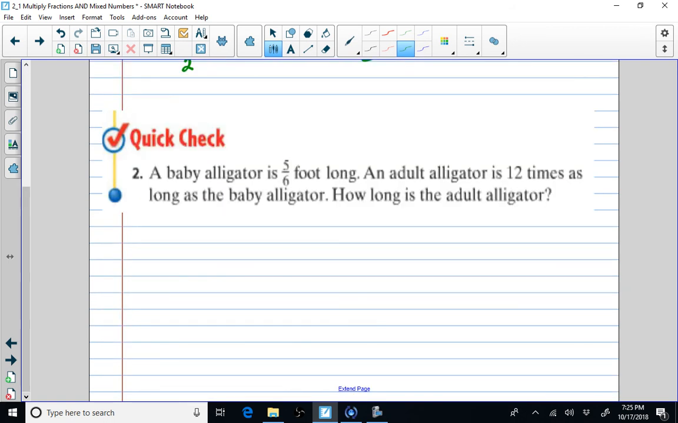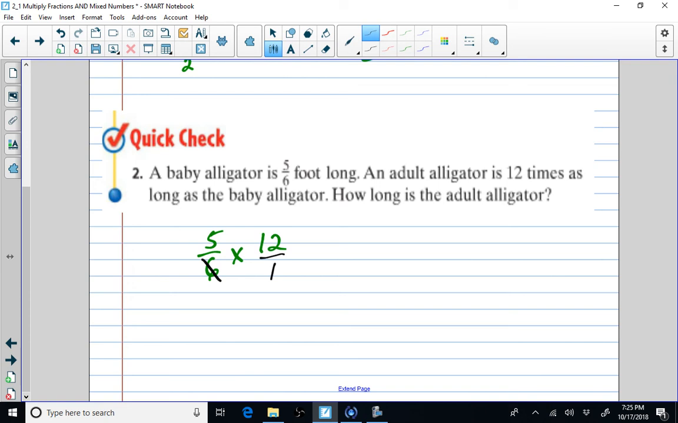A baby alligator is 5/6 foot long. An adult alligator is 12 times as long as the baby alligator. How long is the adult alligator? So we're going to take our fraction of 5/6. We have to multiply that by 12. I want to put the whole number over 1. Look to see if I can divide out anywhere. 5 and 1, I can't divide out because the greatest common factor of 5 and 1 is 1. But 6 and 12 we can divide out. They have a common factor of 6.